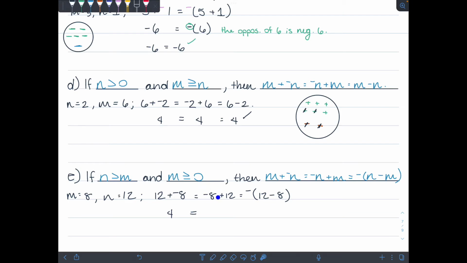Same thing here. What's negative 8 in addition to a positive 12? Exactly. Positive 4. Now here. Well, what's 12 minus 8?